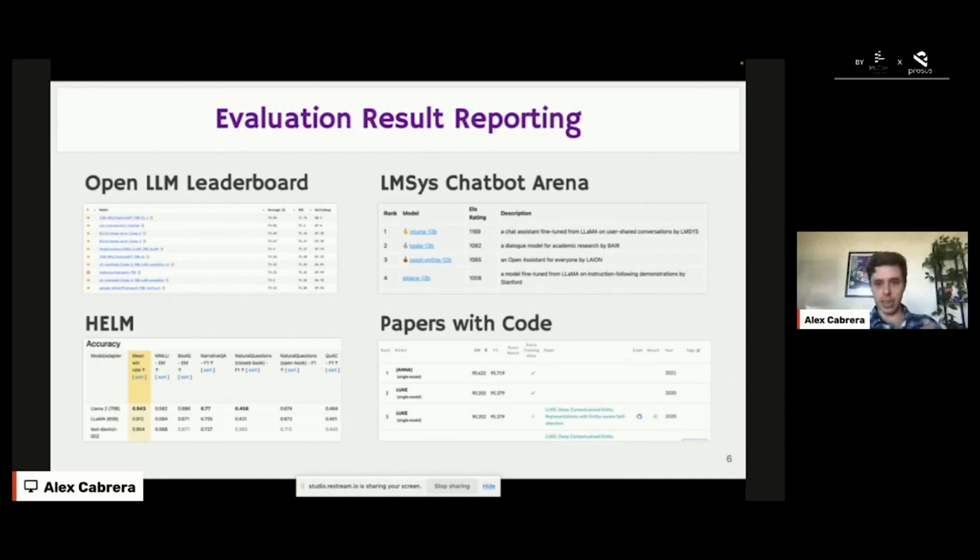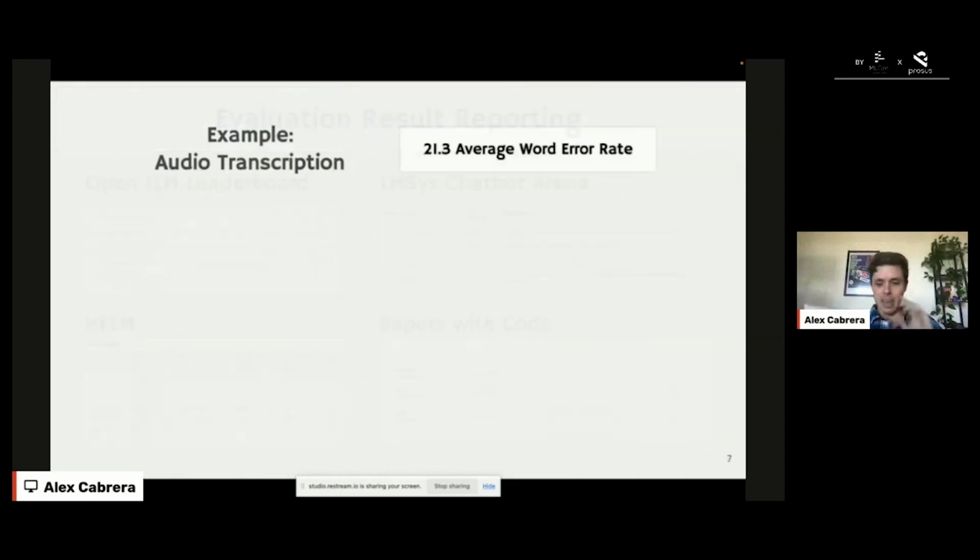Maybe they'll split it across a couple tasks, but that's almost everything that you get to look at. It's like, hey, this model is better because this number is higher than the number for the other models. But I want to double down on this, and I think this is a very limited way of understanding our model performance. I want to talk about this with one example of audio transcription.